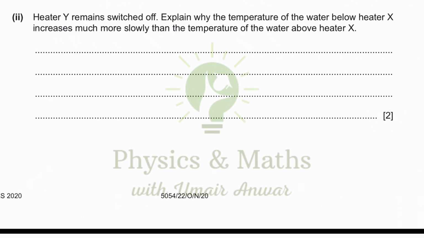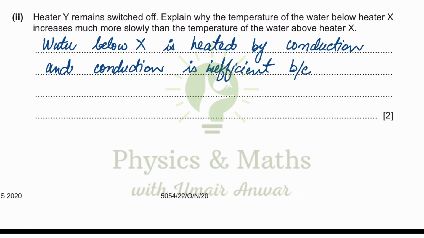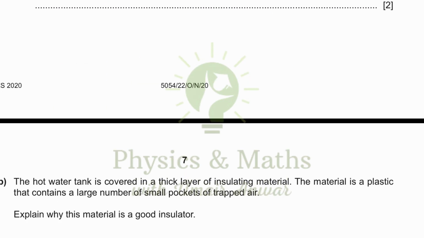So the first thing, water below X is heated by conduction. There is no convection current establishing here. And conduction is inefficient because water is a poor conductor. So water being a poor conductor does not conduct heat energy very efficiently.